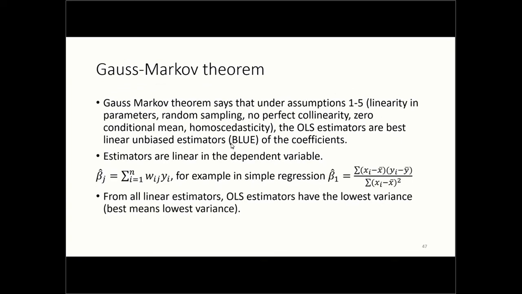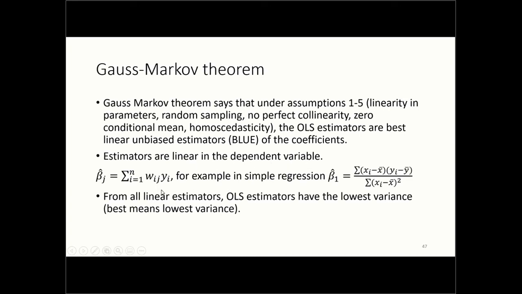Okay, so ending with the Gauss Markov theorem, what that says is that under assumptions 1 through 5, and these assumptions again are linearity in parameters, random sampling, no perfect collinearity, zero conditional mean, and homoscedasticity, the OLS estimators are the best linear unbiased estimators of the coefficients. Best linear unbiased estimators is abbreviated as BLUE. So what does linear mean? Notice that linear here means something different. Estimators are linear in the dependent variable.